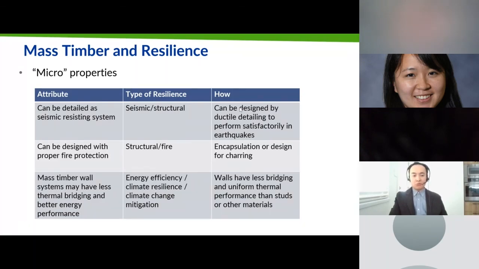And mass timber wall systems and roof systems typically or may have less thermal bridging and more uniform thermal performance than, say, conventional stud or joist systems. This leads to better energy efficiency, and that which can handle maybe more extreme climate or extreme temperature events more readily. But it also leads to climate change mitigation, which goes hand in hand with resilience.